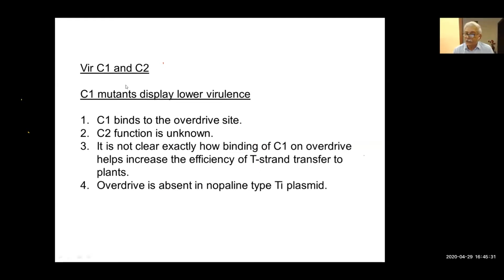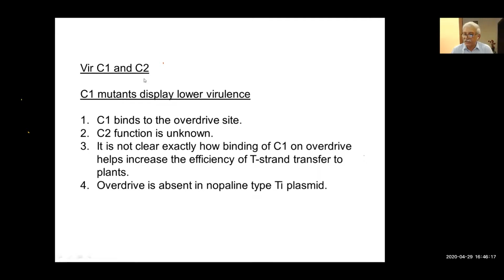Okay, and in the beginning, I also told you about Vir-C1 and Vir-C2. If you remember the overdrive sequence, overdrive sequence is present in what kind of strain? Nopaline or octopine? In the octopine strain of agrobacterium, there is an overdrive sequence. The octopine strains make two T-DNA molecules. The overdrive sequence is not present in nopaline strains.